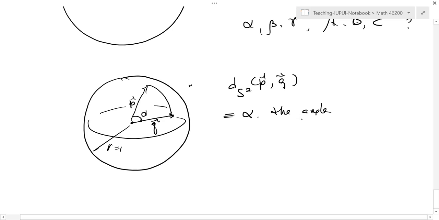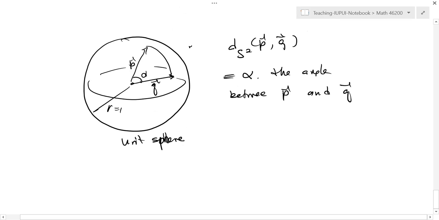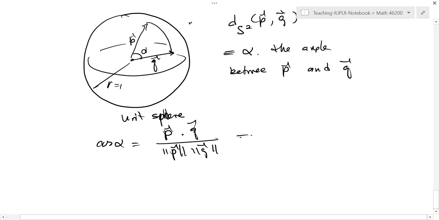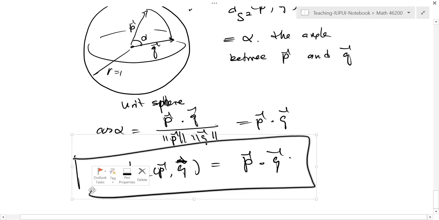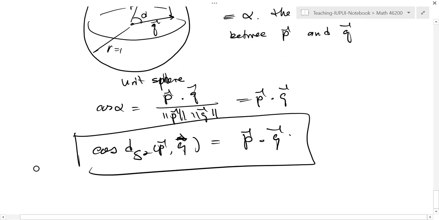We just proved that the angle between P and Q, those are unit vectors, on the unit sphere. Now, in three-dimensional space, we know that cosine alpha equals P dot Q. This is a unit vector, so it's just equal to the inner product. In other words, the cosine of the distance between two points on the sphere is the dot product of these two. So that's how you calculate the distance, okay?